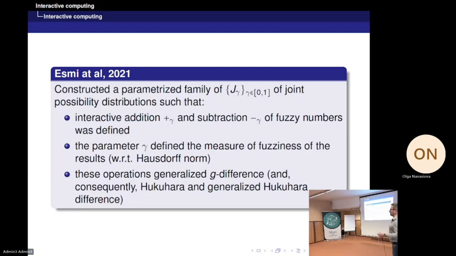They define interactive addition and subtraction with some nice properties. For instance, they could guarantee the inverse element. The parameter gamma was defined in order to control how narrow the outcome is. And so this way they show that they could control the Hausdorff norm of this fuzzy number. And these operations also generalize the known more general definitions of fuzzy subtraction.